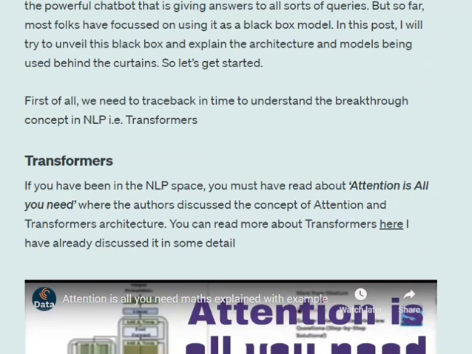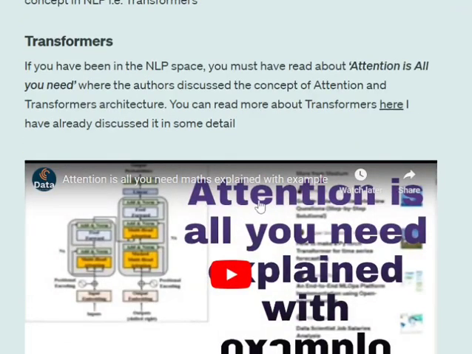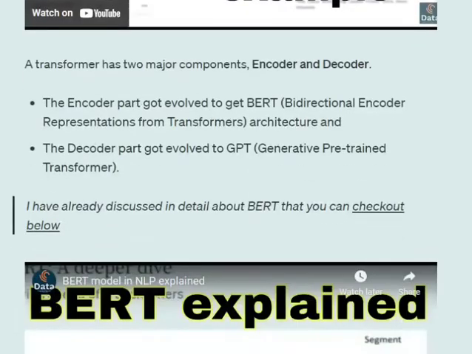Before jumping on to understanding what ChatGPT is and how it works, we need to first understand the basic concept called transformers. You must have heard of the paper that came out in 2016 or 17, I guess, "Attention Is All You Need", which discussed the breakthrough model of transformers and the concept of attention in NLP. If you haven't, I would suggest you watch one of my previous videos on it, where I have explained in detail what attention is and the structure of a transformer.